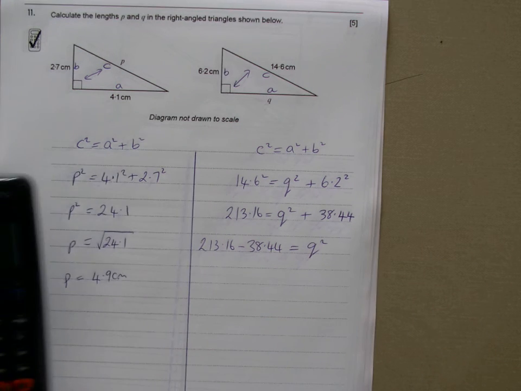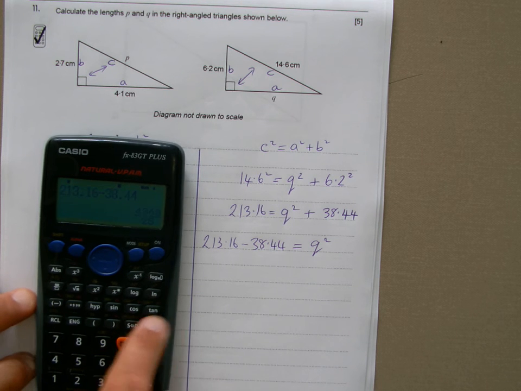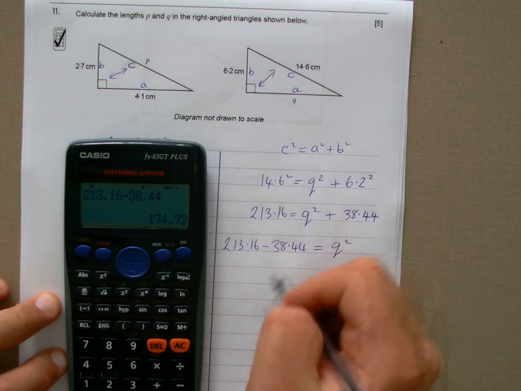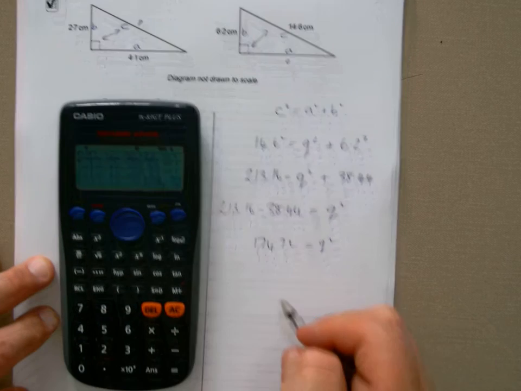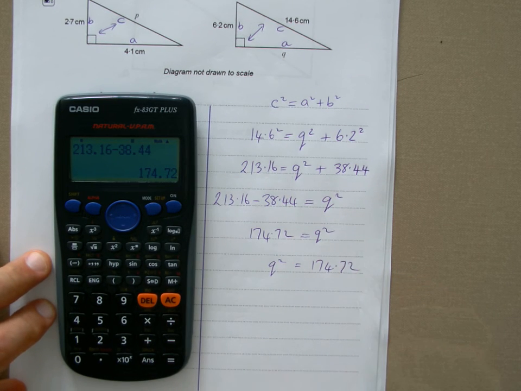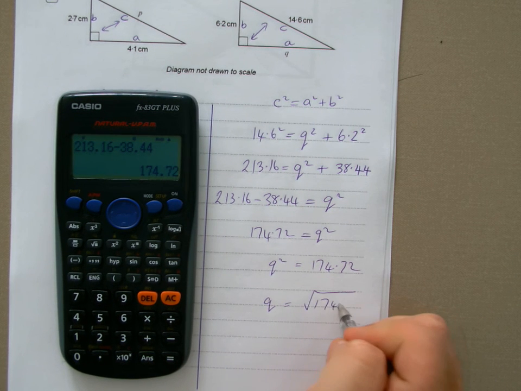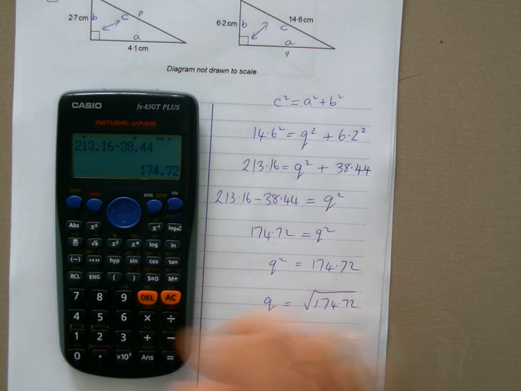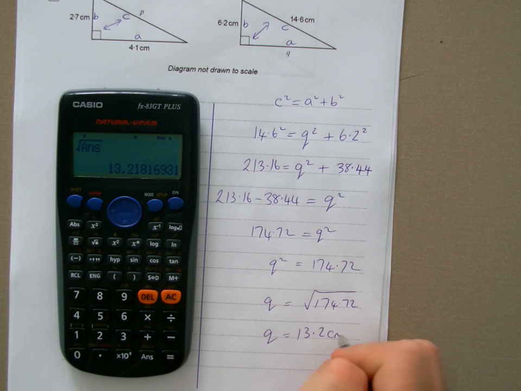If I take that over, it becomes a minus. So take it away, perform that subtraction, and I get 174.72 equals Q squared. Now you might prefer to write it so you've got the letter on the left hand side, and that's okay. And then just as before, to get Q you need to square root this, take the square over, square root, and you get your Q. So if I press square root ans on my calculator, I get 13.2 centimeters.